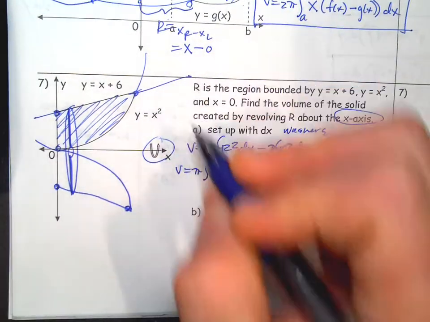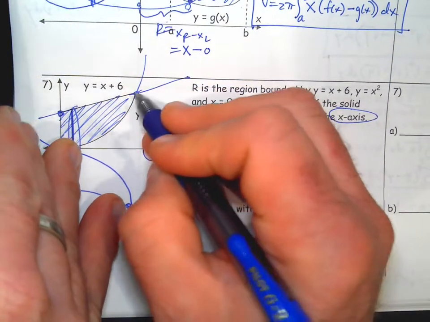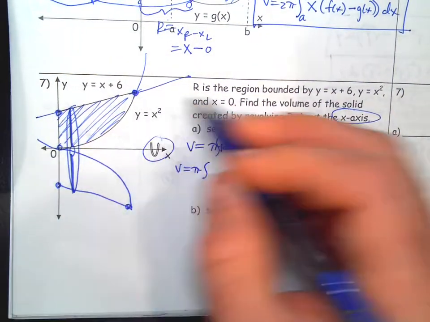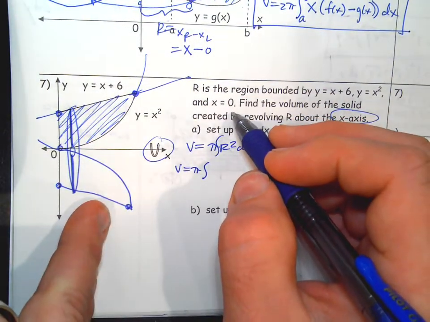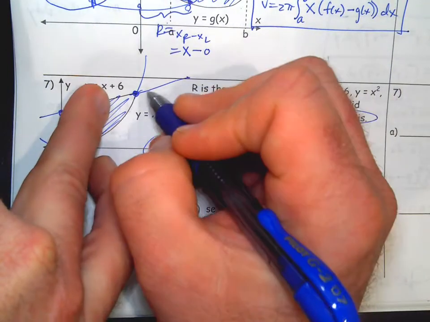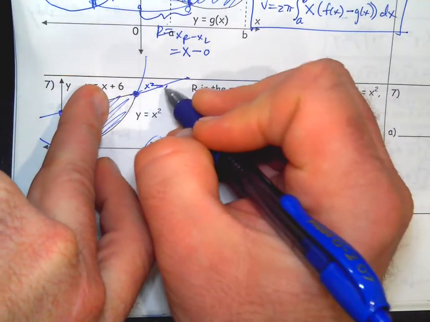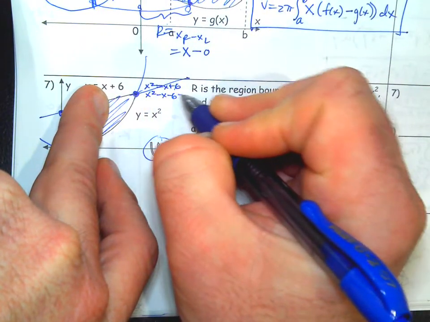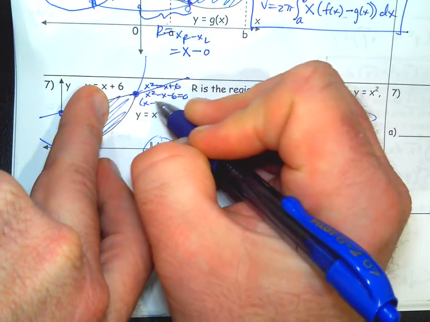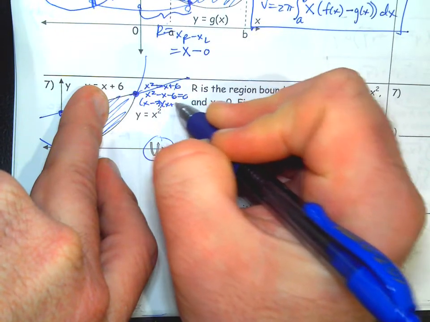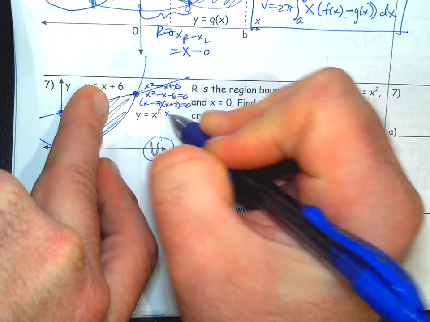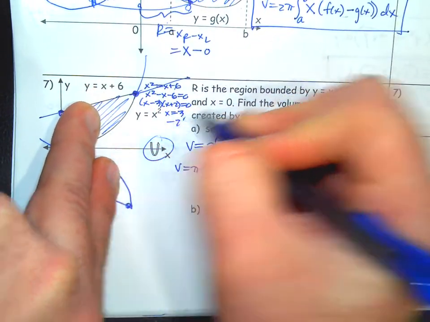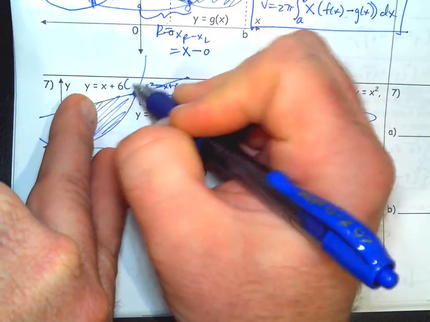Okay, so we do need this intersection. And we could graph these on our graphing calculator and find the intersection of two curves. That might take longer than just working it out by hand. It would be x squared equals x plus 6. x squared minus x minus 6 equals 0. x minus 3 times x plus 2 equals 0. x equals 3 and negative 2. So should it be 3 or negative 2? It's going to be 3 because it's positive.